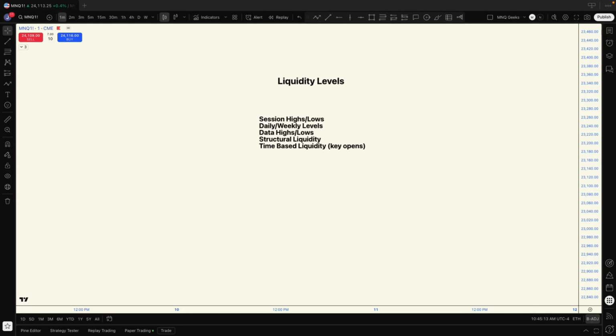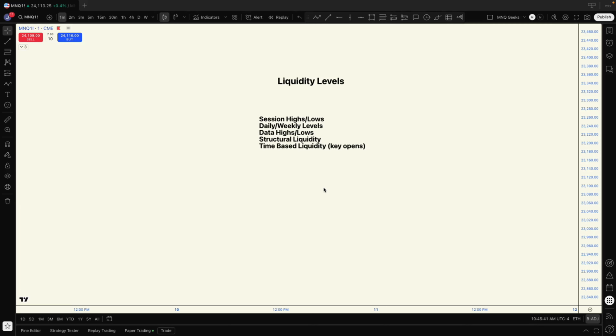All right, so not all liquidity is created equally. There are some points of liquidity, some levels that are more probable and more important than others. And I've already written out a few for you guys. So let's go over all of them in depth. So we have session highs and lows. Obviously, if you trade, you know that there are different sessions throughout the time of day. There's Asia session, there's London session, and there is New York session.